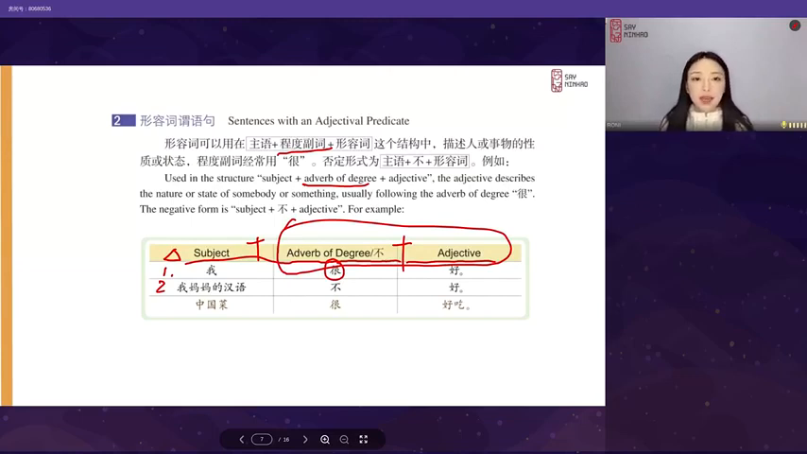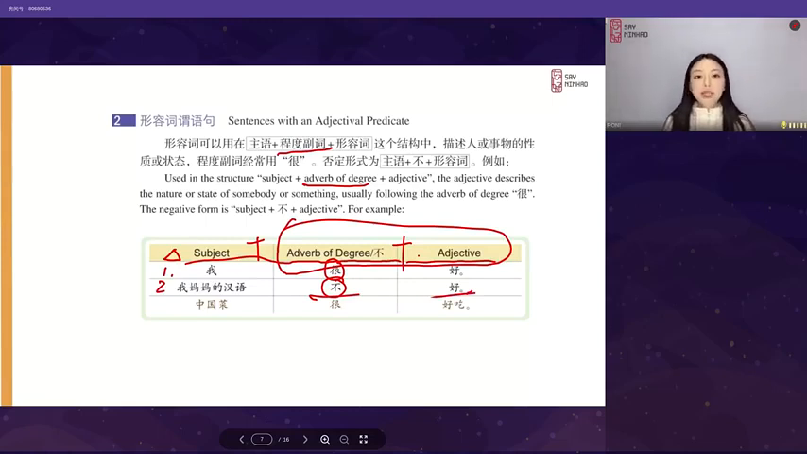我妈妈的汉语不好. The subject of this sentence is a little bit long, which is 我妈妈的汉语. 我妈妈的汉语 means my mother's Chinese, okay? My mother's Chinese. And the adverb of degree here is 不. Actually, this is the negative form of this structure. So in negative form of this structure, we will replace the adverb of degree with 不. Okay, just replace it. No adverb of degree. We just put 不 in this position. And then put the adjective after it.